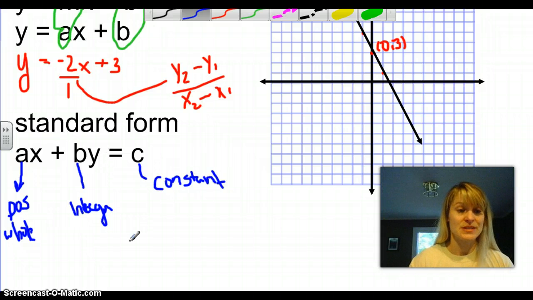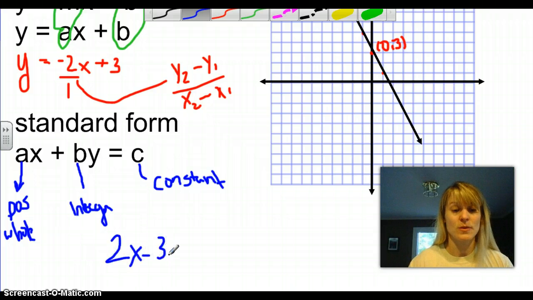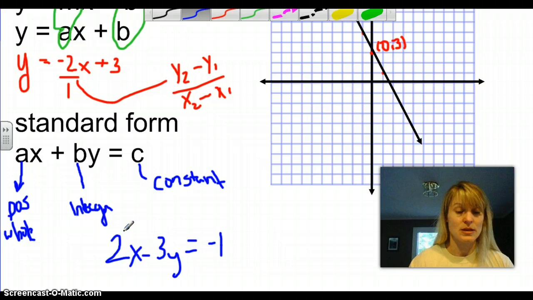So an example of a standard form equation might be something like this. 2x minus 3y equals negative 1. Okay, so the coefficient before the x is the a. So my a value here is a 2, and it's a positive whole number, so that's good. The b is the coefficient in front of y. So my coefficient in front of y is negative 3. Make sure you're including the sign in front of it.